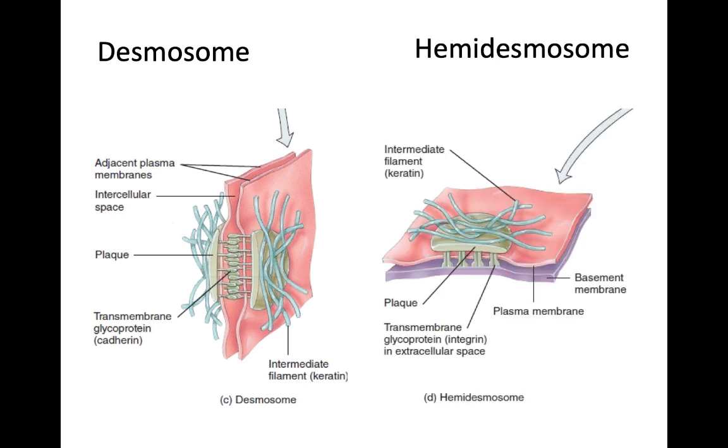A hemidesmosome is like half a desmosome. You would find this on the basal surface of epithelial cells. These help to anchor the epithelial cell to the underlying basement membrane.